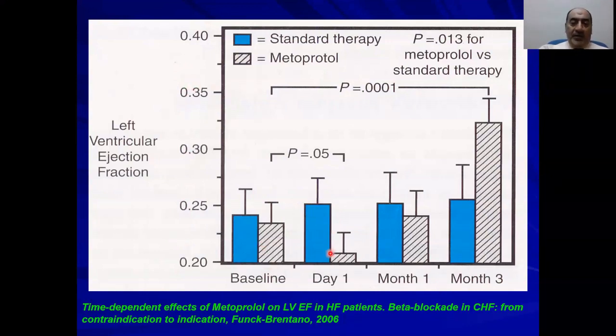Here you see on day 1, there is a decrease in the ejection fraction. Then after 1 month, they were similar, with no significant difference. But look at after 3 months, the metoprolol increased the ejection fraction, which means it's helpful for heart failure patients. Actually, the name of the paper is interesting: Beta blockade in congestive heart failure, from contraindication to indication. So these drugs are now used.